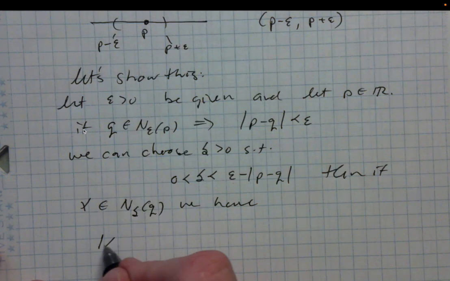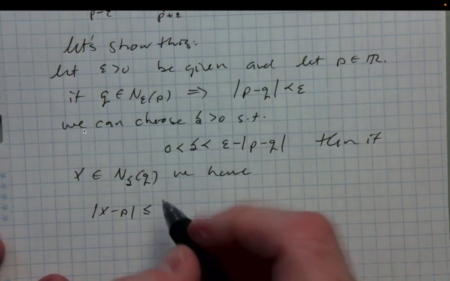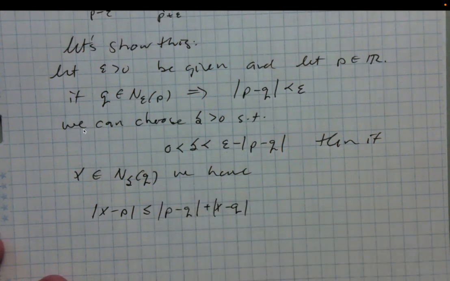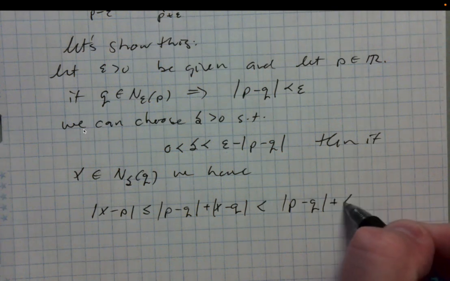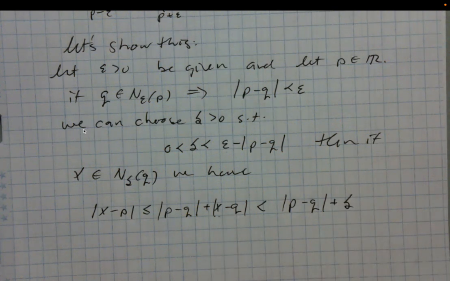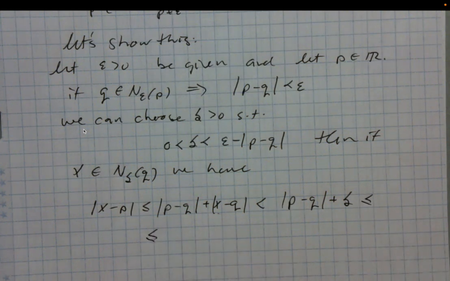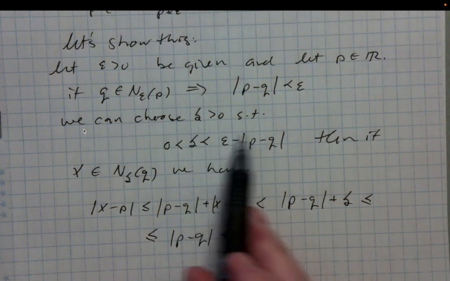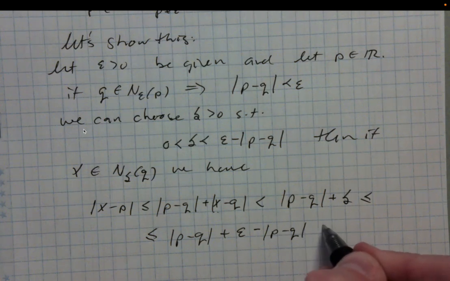Well, what's the distance between x and p? It's going to be less than or equal to |p minus q| plus |x minus q|, right? That's just throwing in the q there. And that would have to be less than |p minus q| plus delta, since |x minus q| is less than delta. Which would have to be less than or equal to |p minus q| plus this piece here, epsilon minus |p minus q|, which is obviously equal to epsilon.